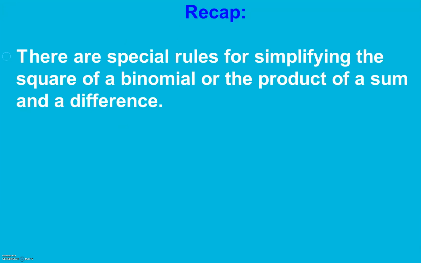Quick recap here of section 8.4. There are special rules for simplifying the square of a binomial or the product of a sum and a difference. Again, we don't have to use these properties, but if we recognize them, it's just going to save us some time. But we can always still just FOIL them the same way that we have, or use a table, or whichever method you preferred when it came to multiplying binomials. And that's all I have for section 8.4.